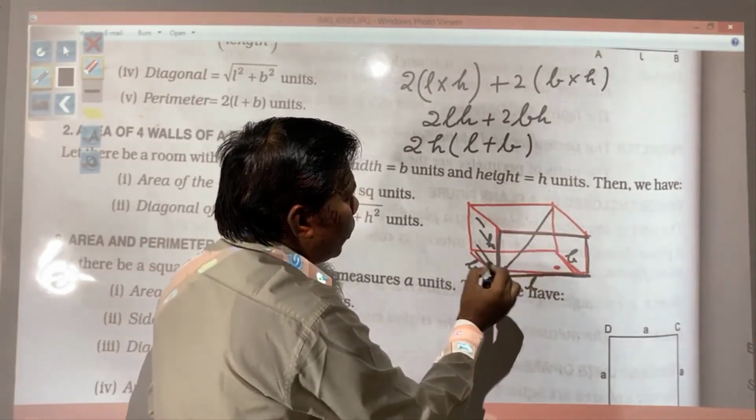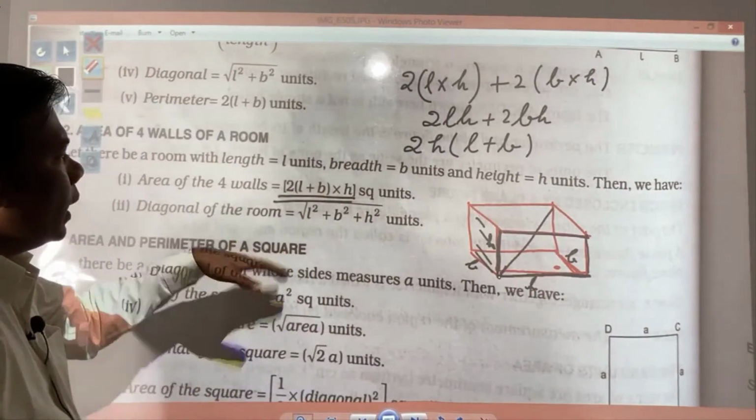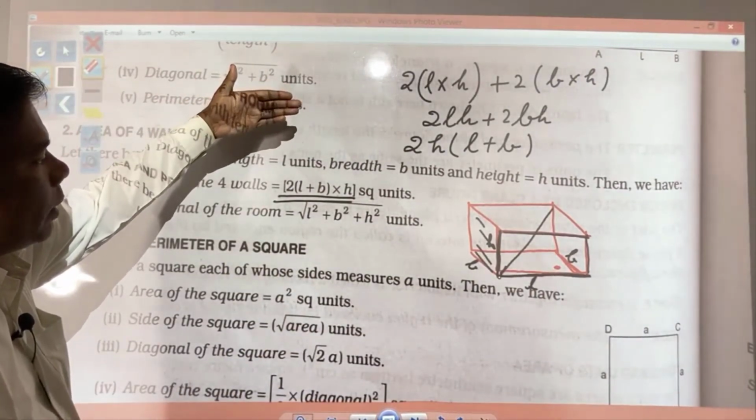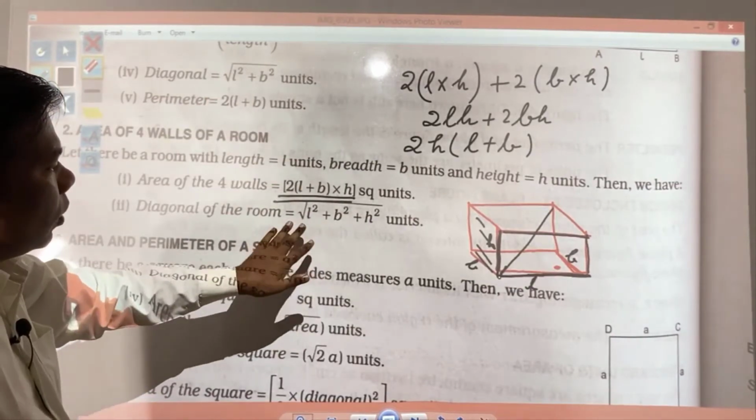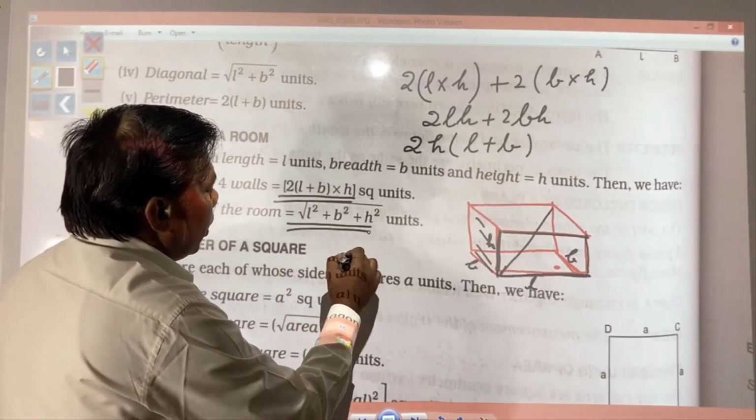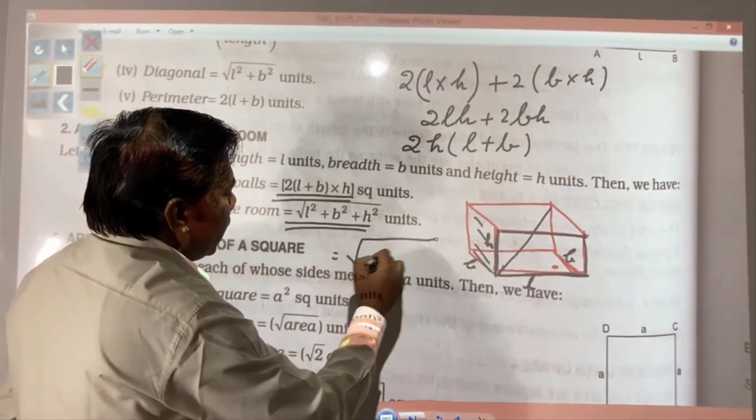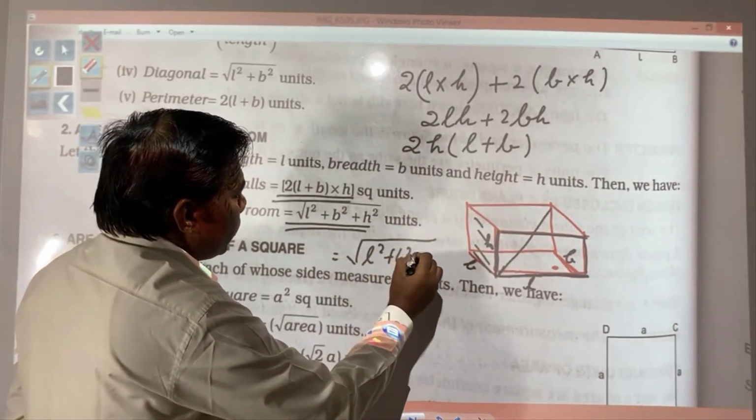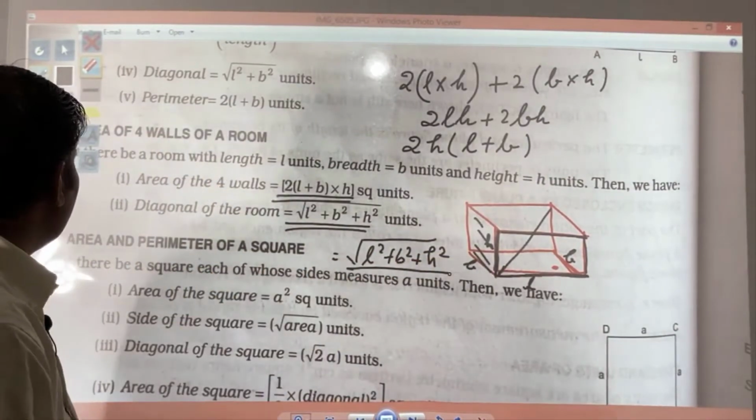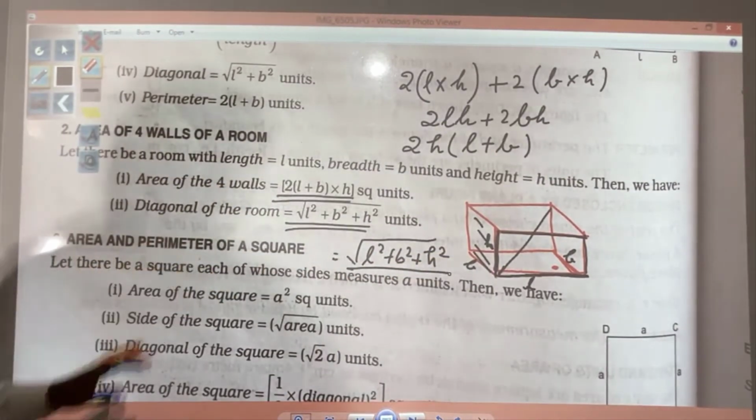If you want to find out the diagonal of the room, in the same way as I have explained for the rectangle, we will have to find it out. So just remember this, that it will be equal to root under L square plus B square plus H square. Next we have area and perimeter of a square.